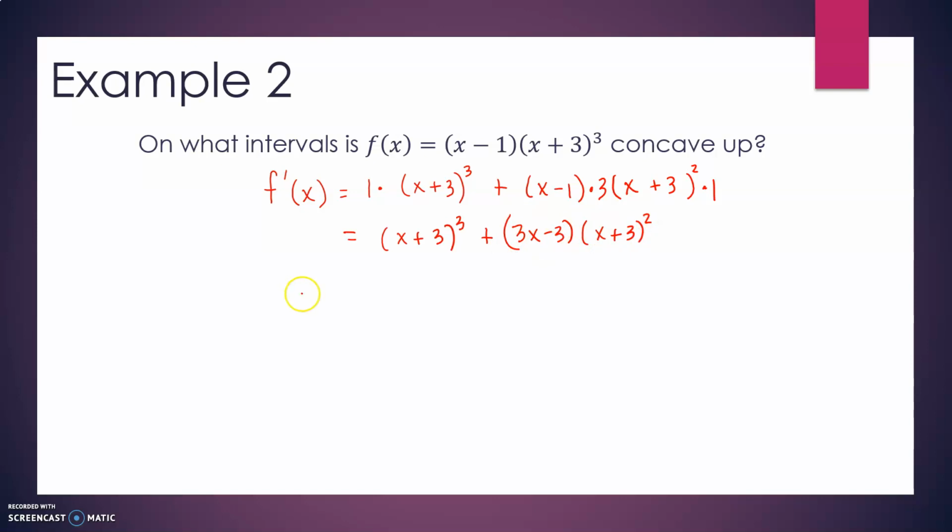Now I'm going to take a second derivative. This is going to be chain rule, and then product rule again. So the derivative is 3, and then 3x minus 3 left alone, and then chain again.